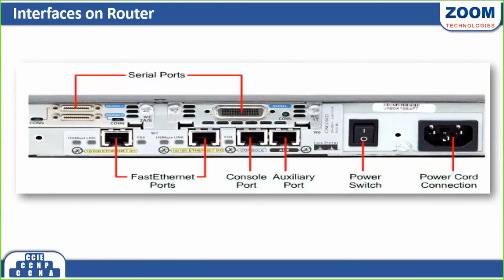Interfaces on a router. Basically any vendor, any router, whether branch router, network edge, or ISP, if it is a router, there should be three types of ports: LAN port, WAN port, and admin port.